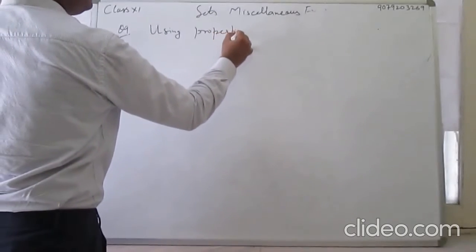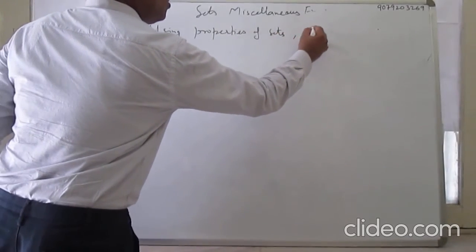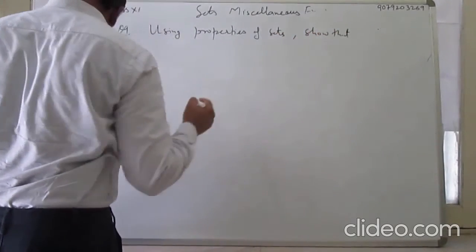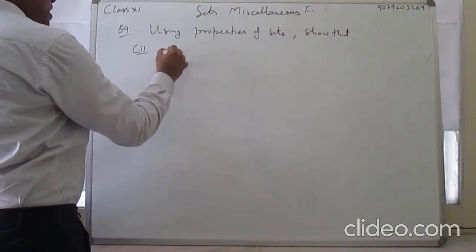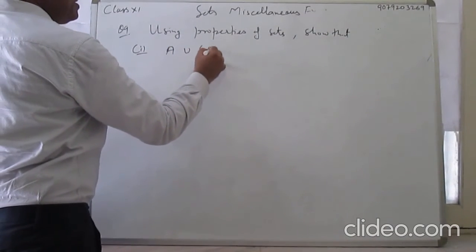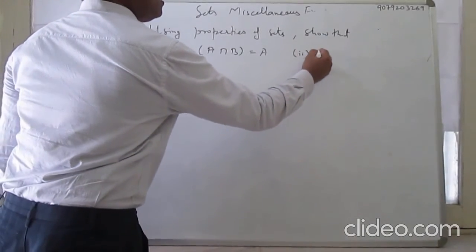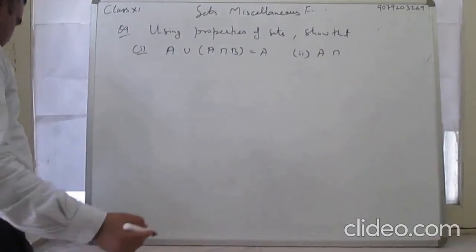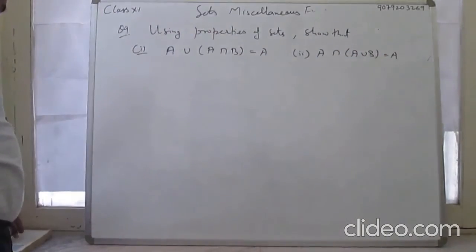See here, question 9. Using properties of set, show that, again you have to prove by property. First part, A union (A intersection B) is equal to A. Second part, A intersection (A union B) is equal to A.